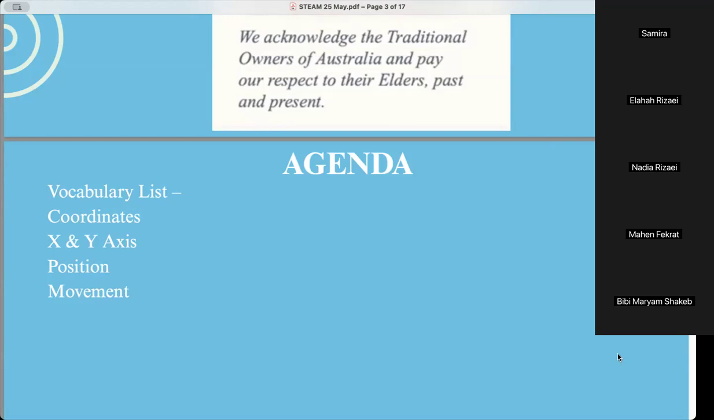We will talk about X and Y axis. If you have done some maths in the past, you will be fine. It's easy. And why do we need these coordinates? Because we want to tell each other the position of the objects or the characters on the screen. So for the movement we need position, for the position we need coordinates, and coordinates are X and Y axis. This is what we are going to cover in the next 45 minutes.